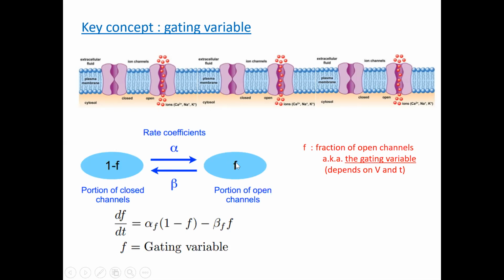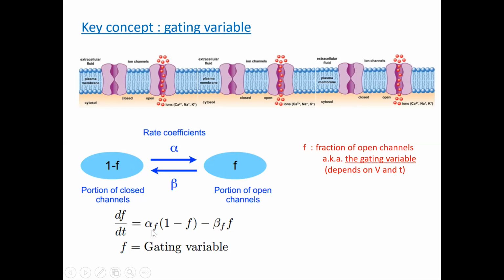F is the fraction of open channels, also known as the gating variable. Since a channel is either open or closed, if a fraction F is open, then 1 minus F will be closed. So if 0.25 of the sodium channels are open, 0.75 would be closed, 1 minus 0.25. All right, so how can this fraction change? Well, there are two ways. We can have a closed channel open, or we can have an open channel close.